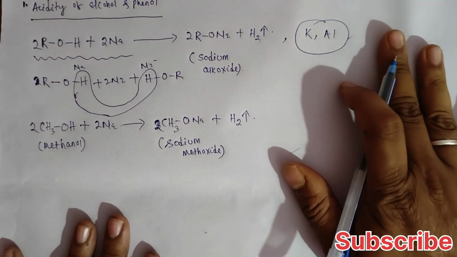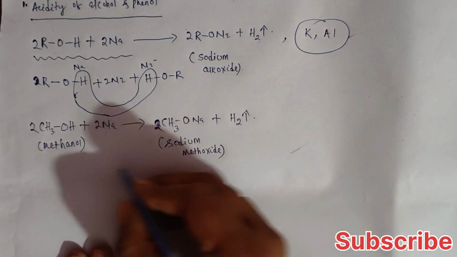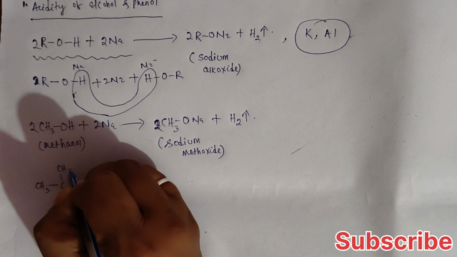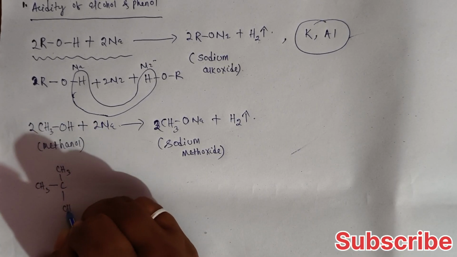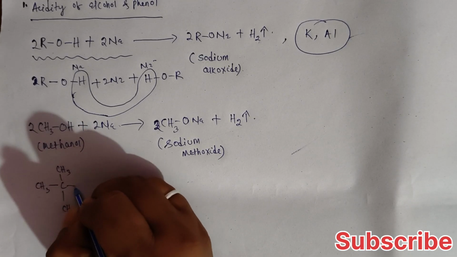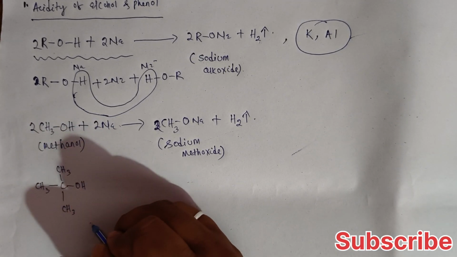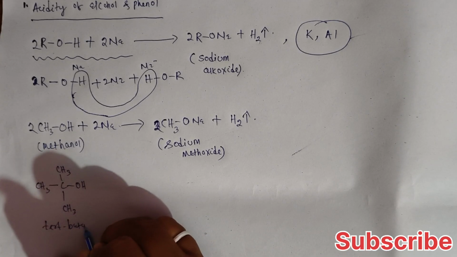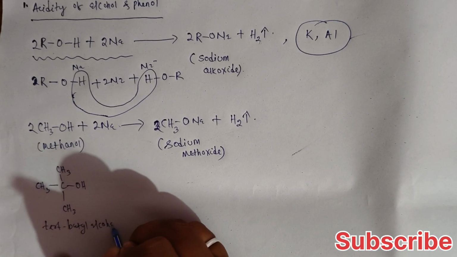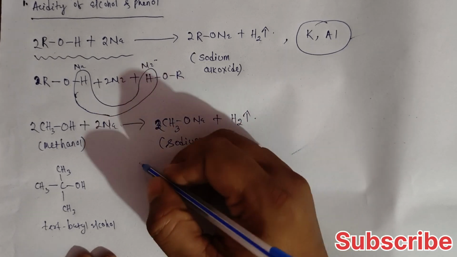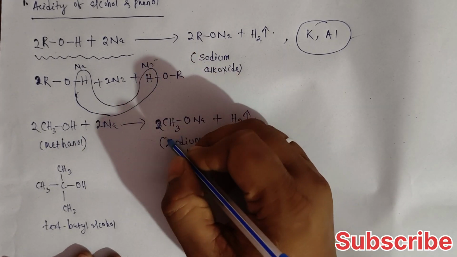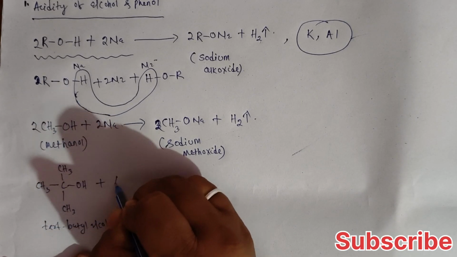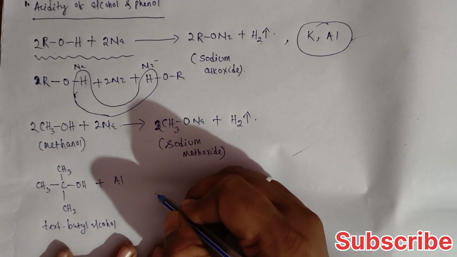Now if I tell you CH3, CH3, CH3, then OH, this is our tert-butyl, tertiary butyl alcohol. What will happen when this tertiary butyl alcohol reacts with aluminium metal? We all know aluminium metal.